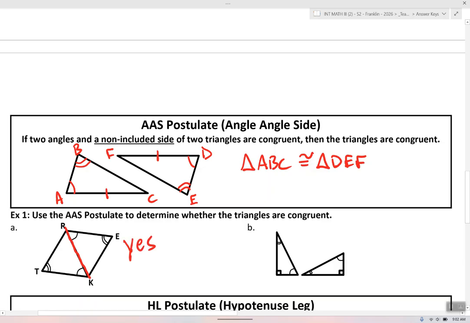And over here, I have all three angles congruent, but I have no information about the sides. So I can't say that those are congruent. I don't have enough information to say that those triangles are congruent. So that is unfortunately a no. Three angles is not enough information to determine if two triangles are congruent.